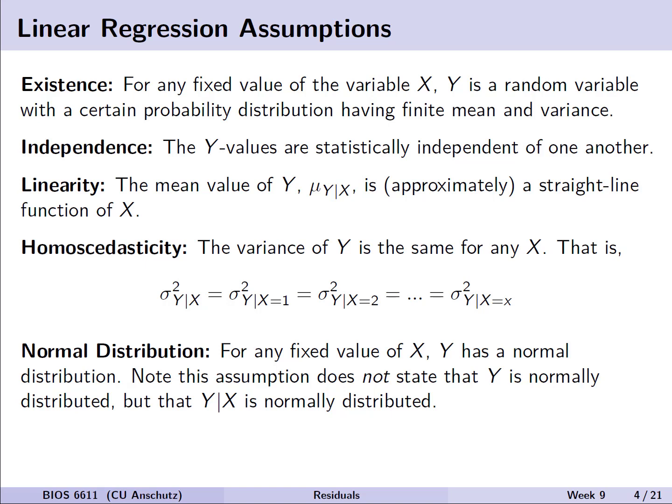Homoscedasticity was the idea that the variance of y will be the same for any given value of x, or in other words, sigma squared for y given x is equal for x equals 1 up to x equals little x. And finally, normality. For any fixed value of x, y will have a normal distribution. Now we should note this doesn't assume that y itself is normally distributed, just that y given a predictor x will be normally distributed.